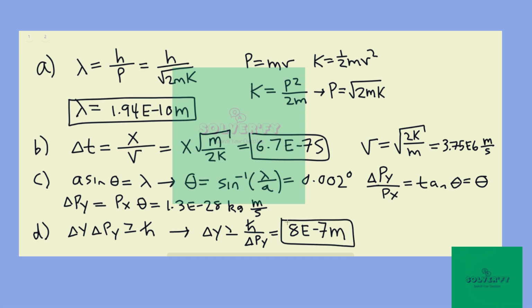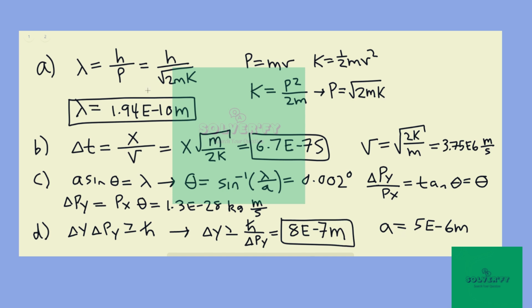How does this compare to the slit? This is slightly larger than the slit. Actually, nope, it's quite a bit smaller than the slit. The slit width, recall, was 5 micrometers. This is a lot smaller than that. Just making note, this uncertainty isn't very bad.